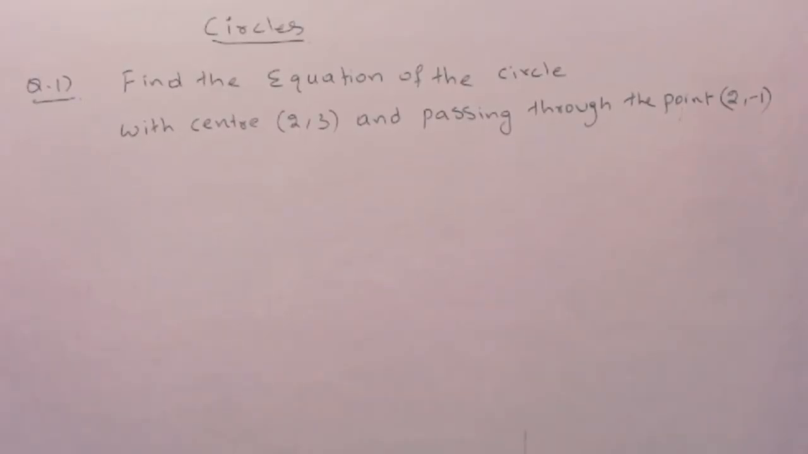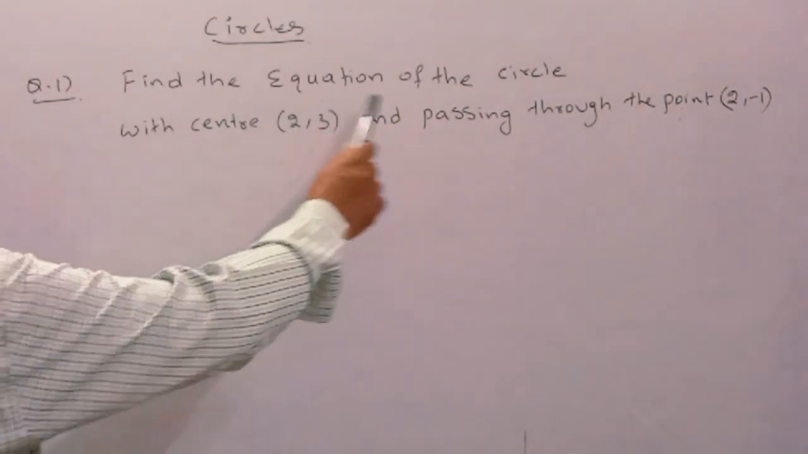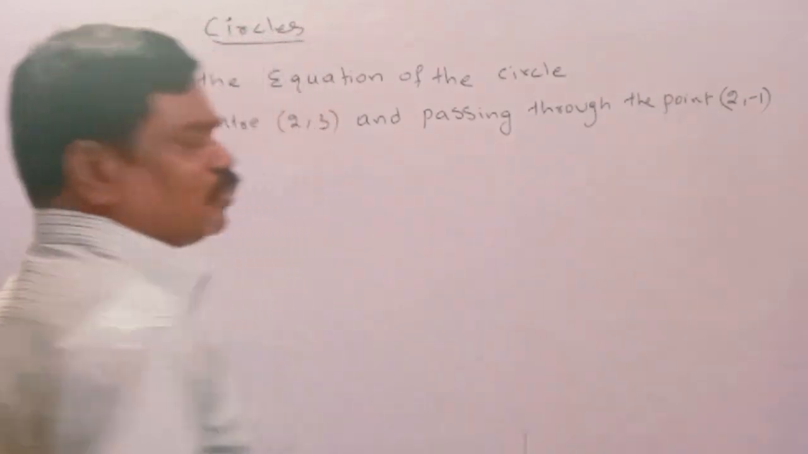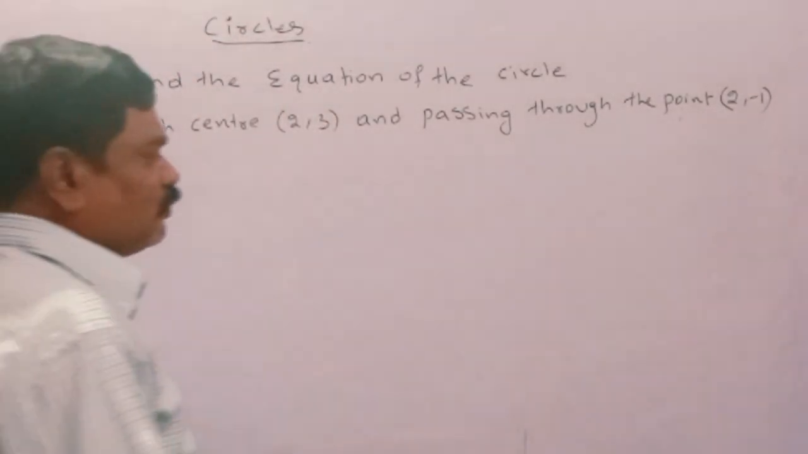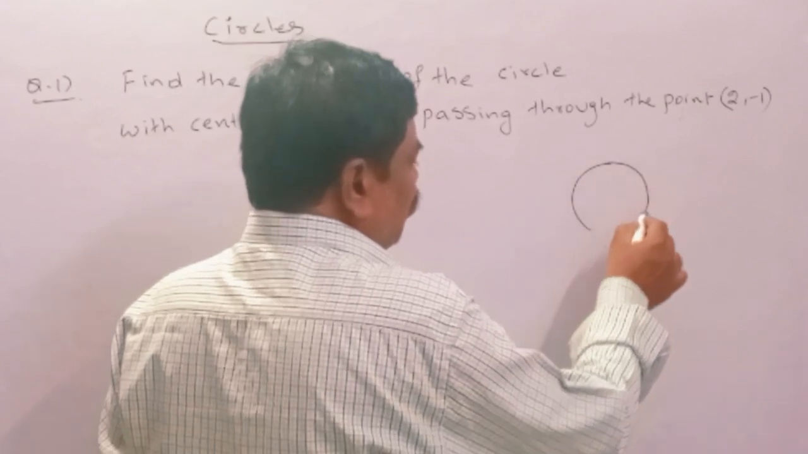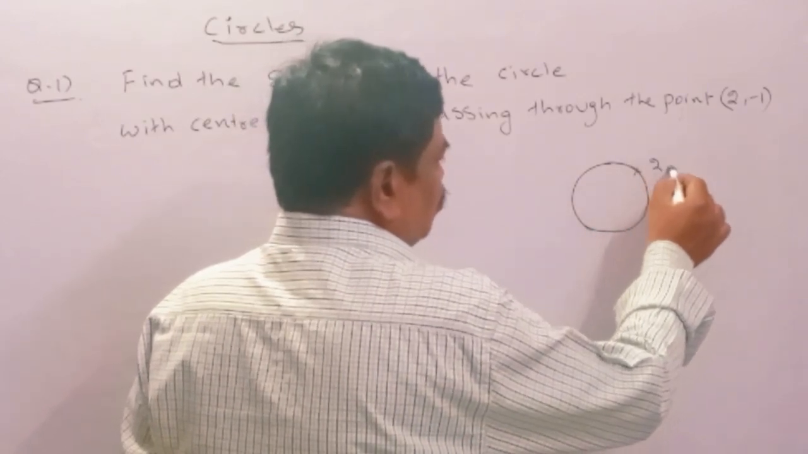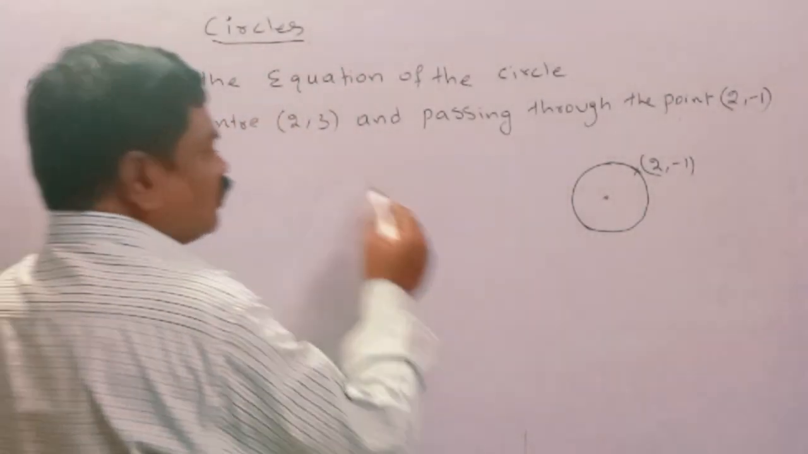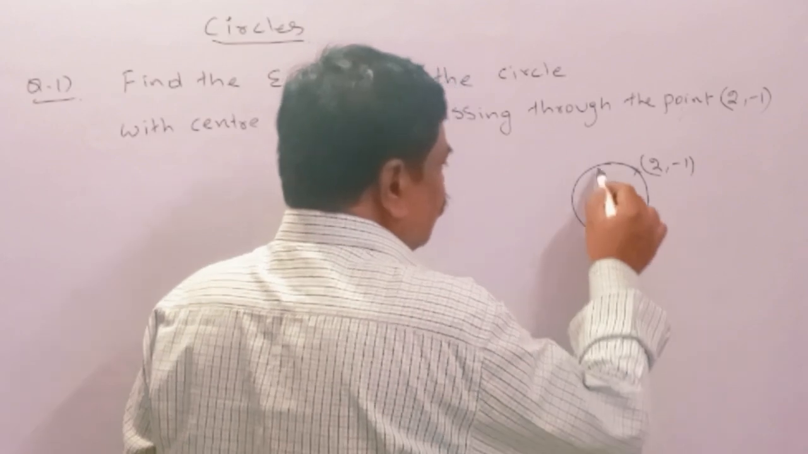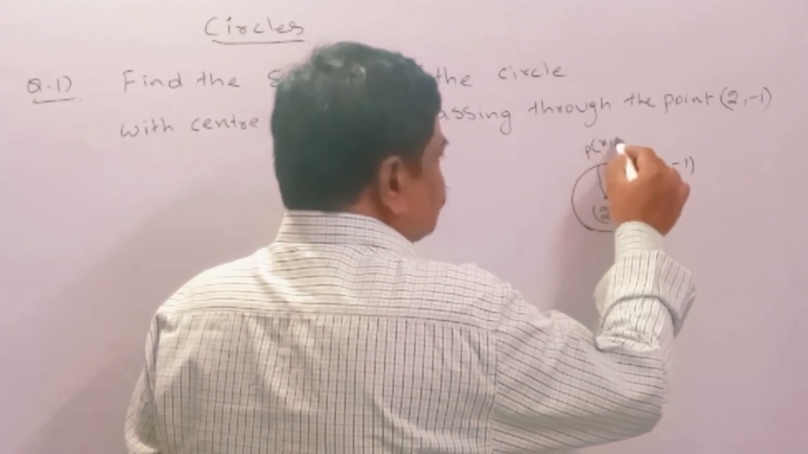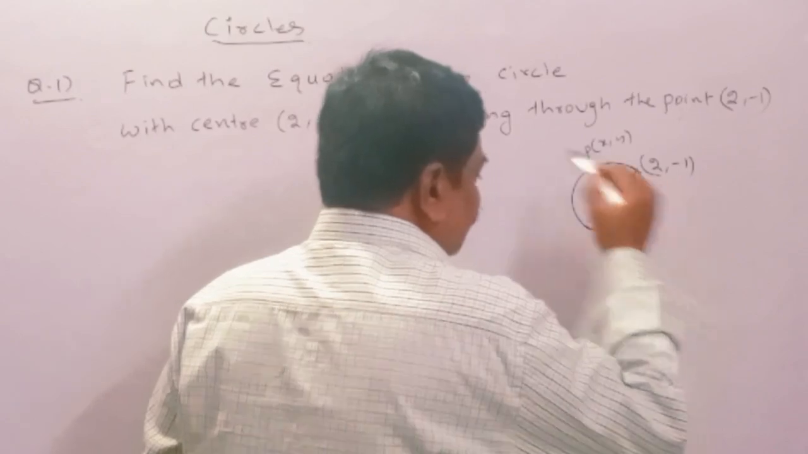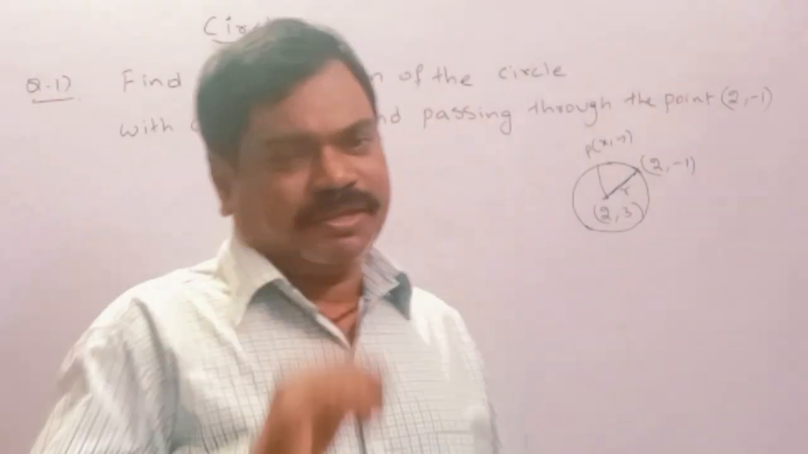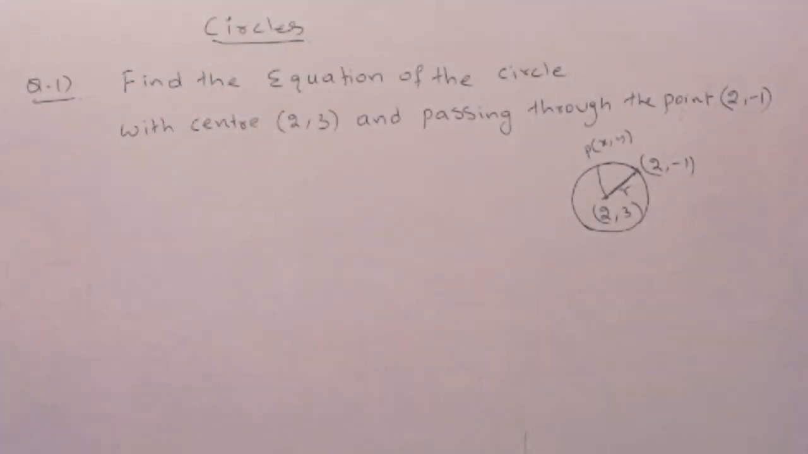Here is one problem from circles. Find the equation of the circle with center (2, 3) and passing through the point (2, minus 1). So here, this is the point (2, minus 1), which lies on the circle. This is the center (2, 3), and the variable point P(x, y). This is the radius r. Okay, all of you. Then we have to find the circle equation.